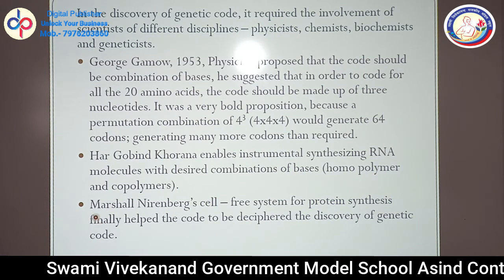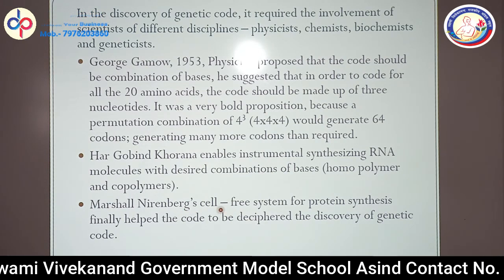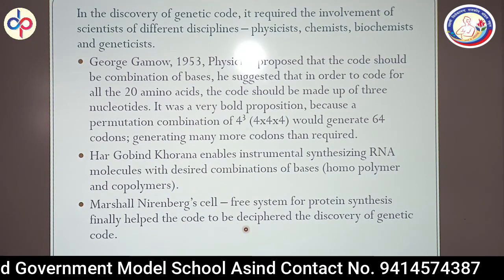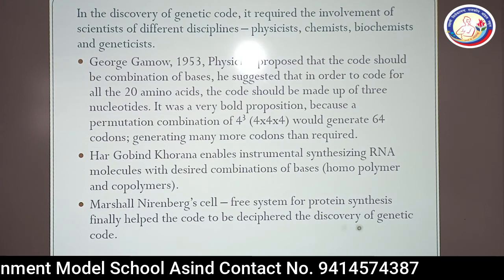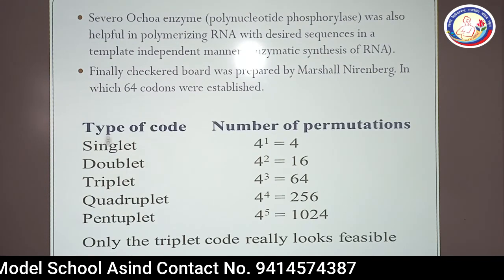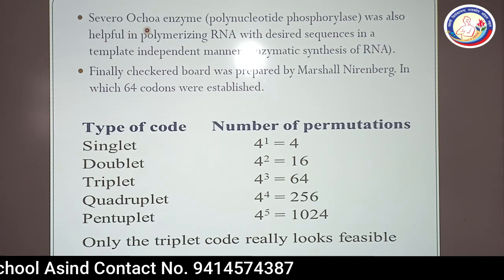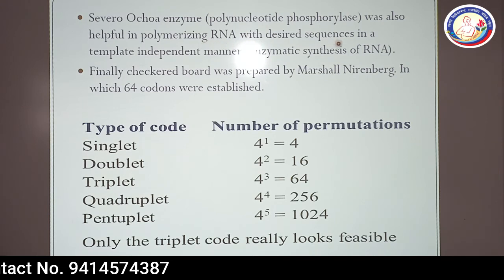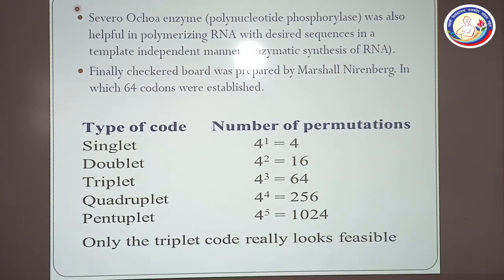There is one more scientist, Marshall Nirenberg. The cell-free system for protein synthesis finally helped the code to be deciphered, the discovery of genetic codes. There is one more scientist, Severo Ochoa, who was also helpful in polymerizing RNA with desired sequence in a template-independent manner, enzymatic synthesis of RNA. And the enzyme was named after him. And finally, a checkerboard was prepared by Marshall Nirenberg, in which 64 codons were established.